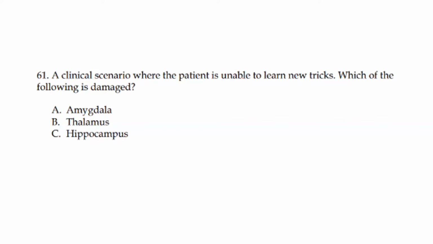So we have a clinical scenario where a patient is unable to learn new tricks, right? Kind of like saying can't teach an old dog new tricks. I guess the patient was an old dog. Which of the following is going to be damaged? Okay, so it's not going to be the amygdala, which handles fear, or the thalamus. It's going to be the hippocampus, which is responsible for storing memory. All right, and that is how a person would learn new tricks.